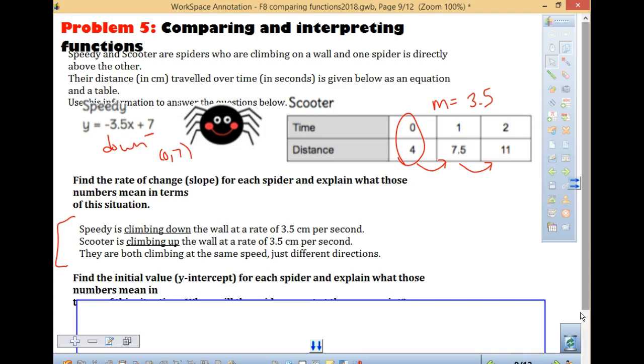And then it says, what does that mean? They're both climbing the same speed, just different directions. So the positive is telling us that it's going up. The negative is going down. Question, Jack?